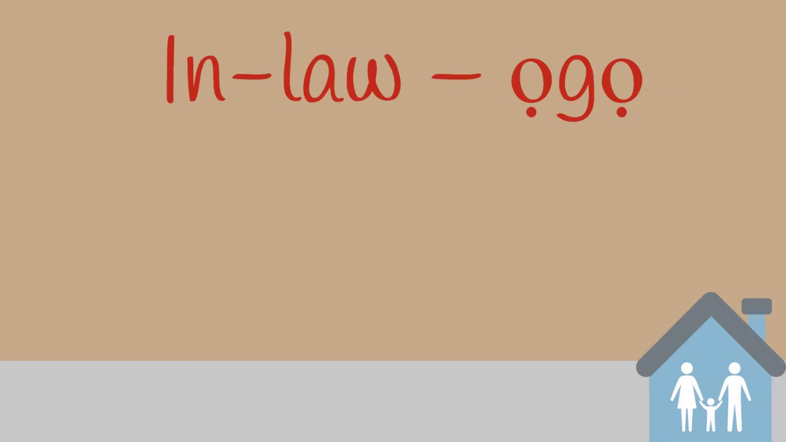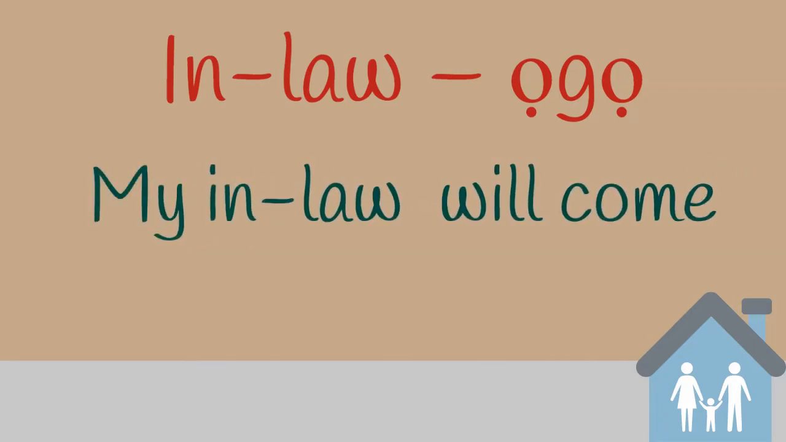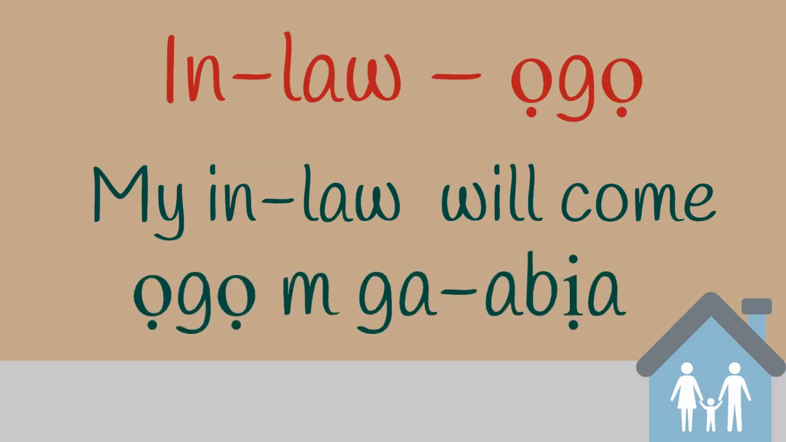In-law, ogo. In-law in Igbo language is ogo. If you want to say my in-law, you say ogom, my in-law, ogom. My in-law will come. If you want to say my in-law will come in Igbo language, it's ogom ga-abịa. So ogo is in-law in Igbo language.